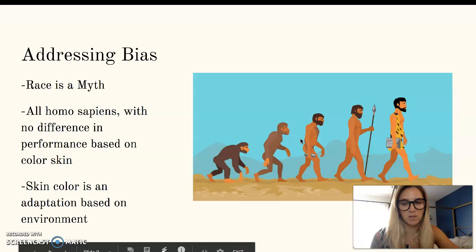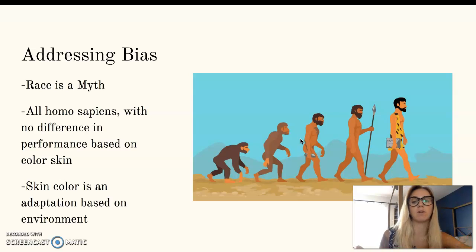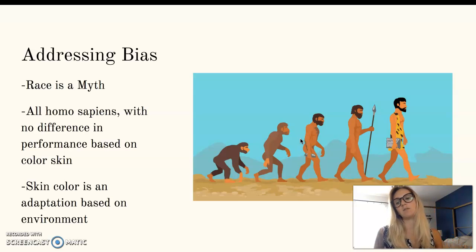So here we go. The first part that this chapter talks about, that's very much relevant to culturally responsive teaching practice, is addressing your own bias, right? That is a huge component of trying to teach culturally responsively. So acknowledging that race is a myth, thinking about how all Homo sapiens had the same genetic ability and that there's no difference depending on one's skin color.